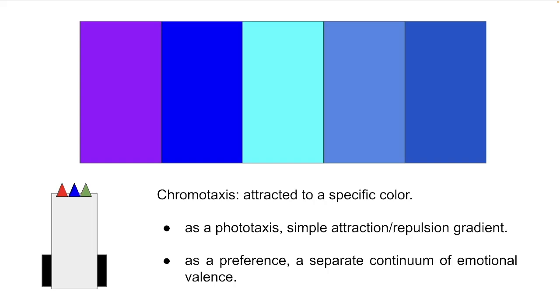And so we can also think of chromotaxis as sort of like phototaxis, or we can think of it as sort of like a preference. So this is where we have something like an emotional valence continuum. And this is also something that Braitenberg proposed with respect to Braitenberg vehicles, that you have this emotional valence, how the behavior manifests in the vehicles, and how that can be a continuum that you can explore, much like a chromotactic continuum.